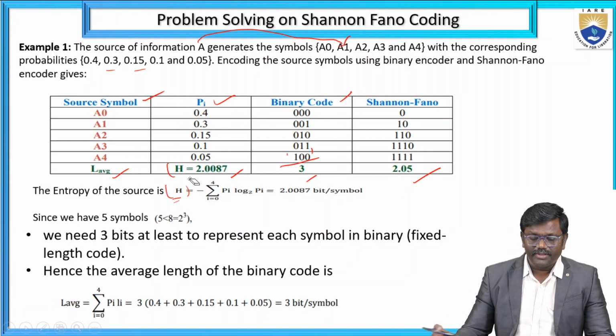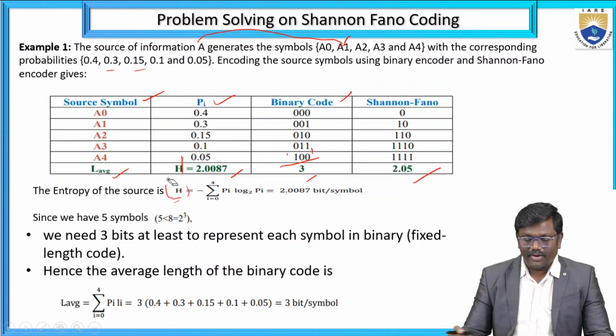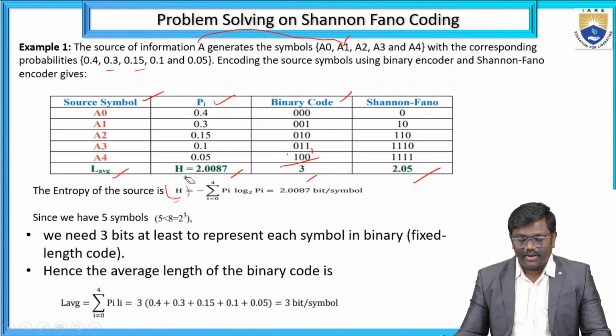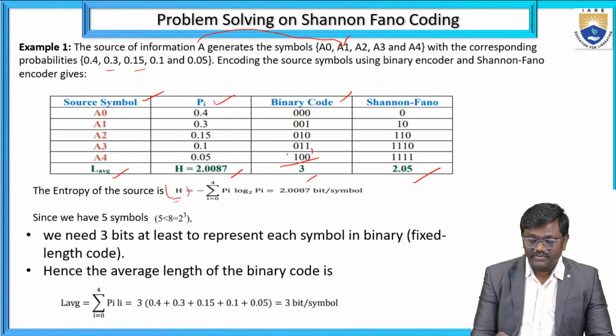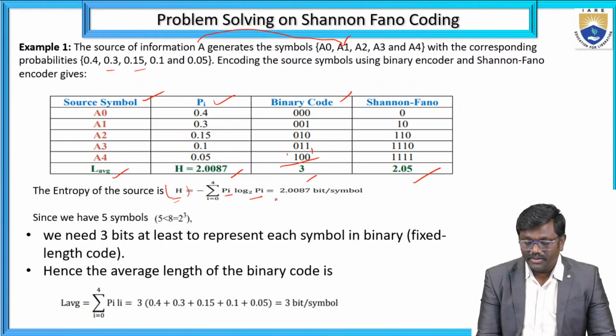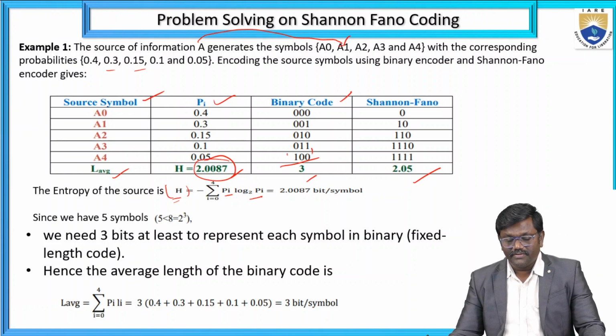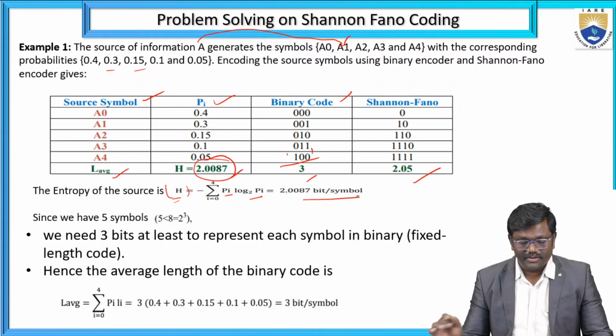To understand the entropy value, the entropy is the negative of the summation, i equal to 0 to 4, of the probability value times the logarithm base 2 of pi. So we substitute each value and sum them together, then we get the entropy of the source. We simply say that in bits per symbol.